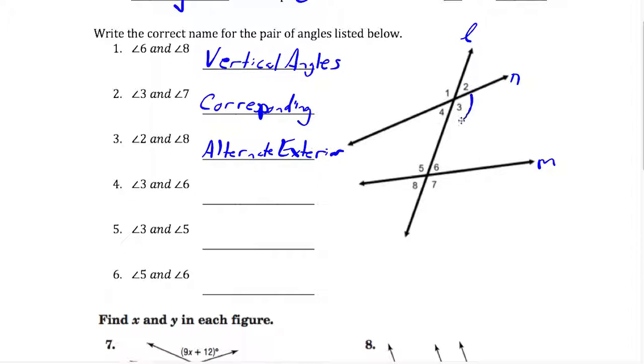For angles 3 and 6, notice that these are on the same side of the transversal, and they're both interior angles. Two angles that are both interior angles and do not have any angles in between, so it's not like I have more angles in here. We call these consecutive interior angles.